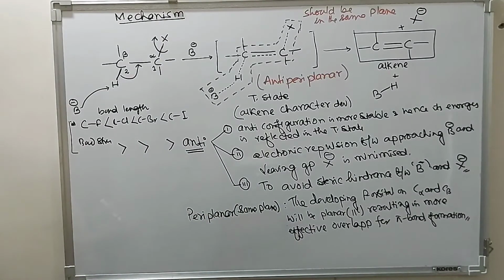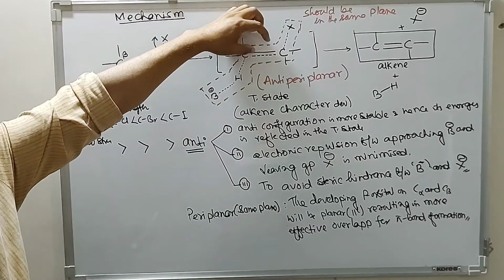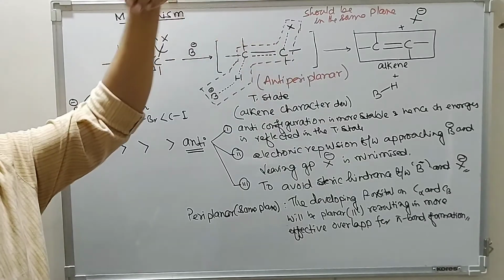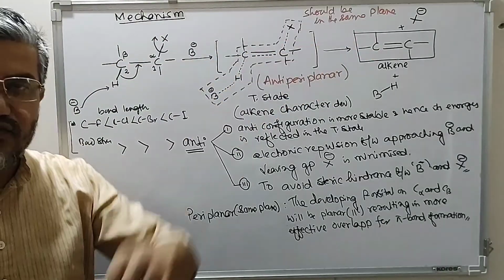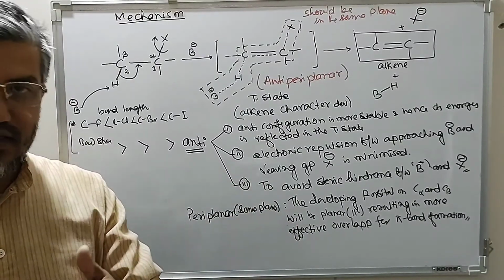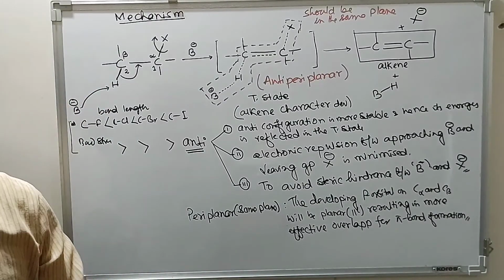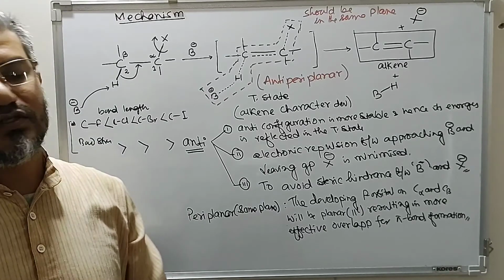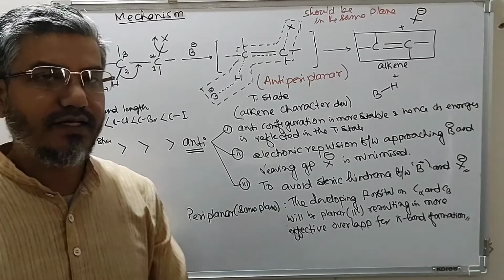Again, now look at this. The reason being the transition state acquires alkene character. So if the alkene contains more alkyl substitution, then the number of hyperconjugating structures will be more. As the number of hyperconjugating structures is more, the alkene becomes more stabilized. So look at this.